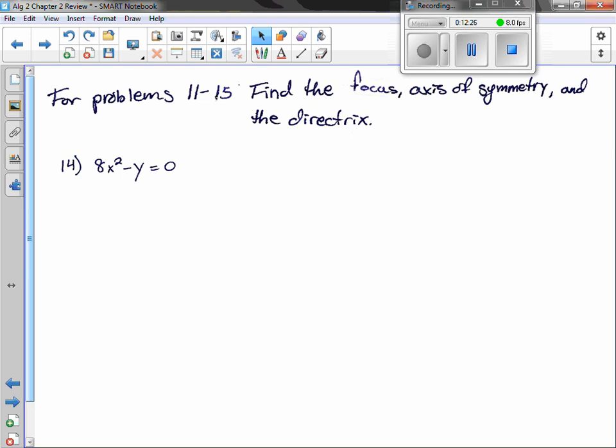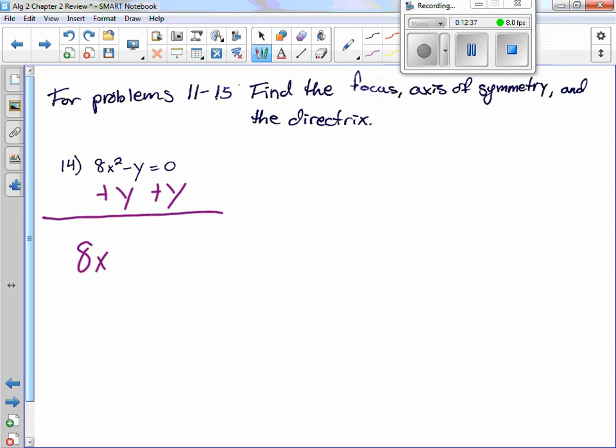Here, I have x and y on the same side, yes? So what I need to do here is just add y. So on 13, you would divide both sides by 48 to get y by itself, because I think it's y. But here, we're going to add y to both sides to get this here.